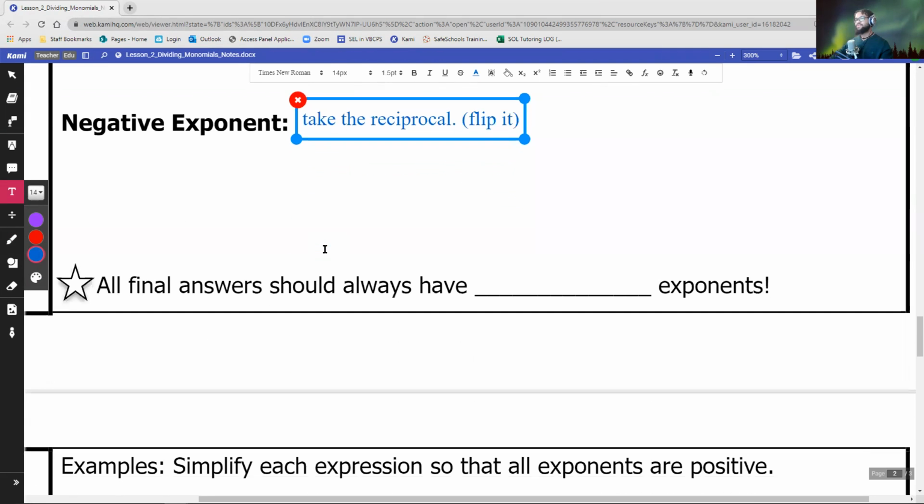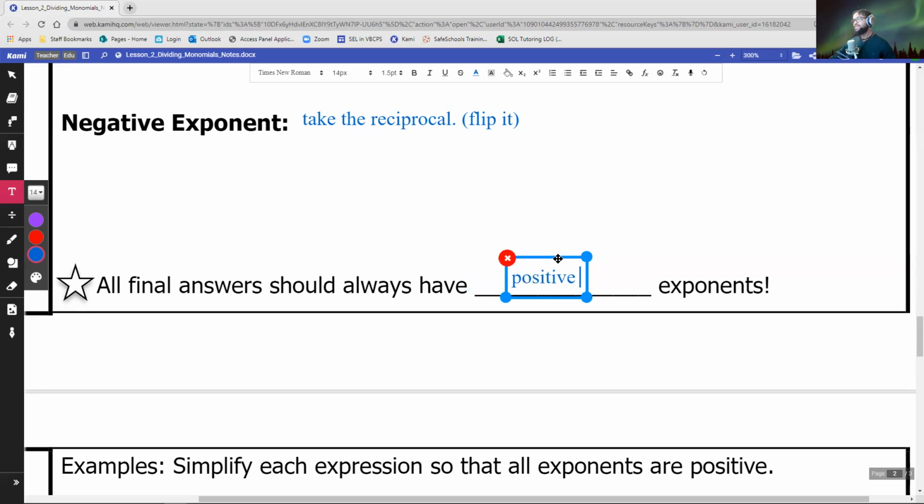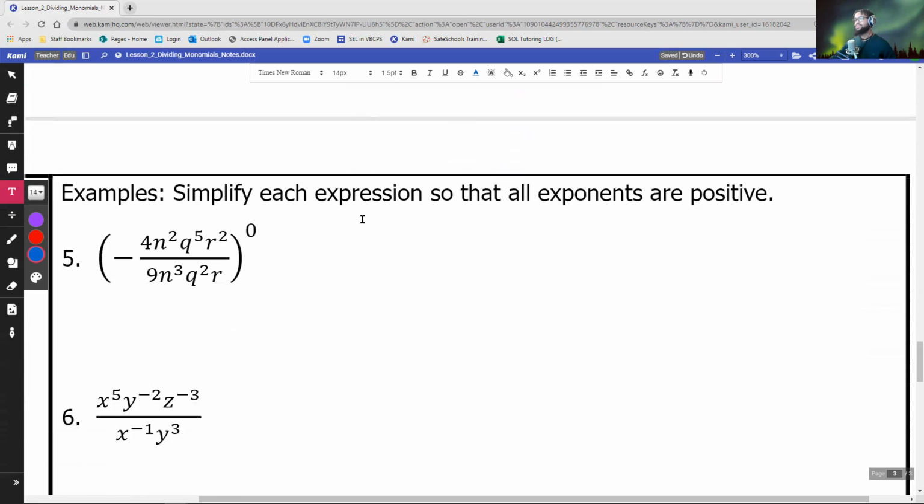So let's look at a couple of examples. And then before we get to those examples, anytime we're dealing with negative exponents, it's mega important to note that you will not be at your final answer if you have a negative exponent. So all final answers should have positive exponents, okay?